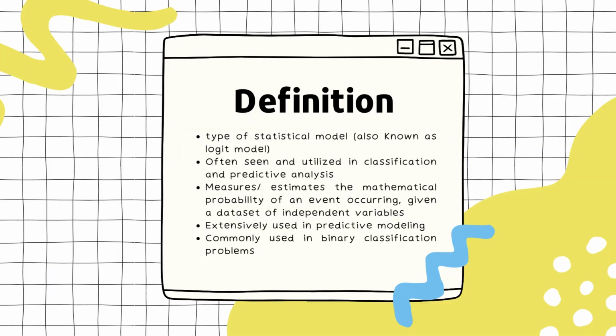What is logistic regression? Logistic regression is a type of statistical model, also known as logit model. It is often seen and utilized in classification and predictive analysis. It measures or estimates the mathematical probability of an event occurring given a dataset of independent variables. It is considered to be extensively used in predictive modeling and commonly used in binary classification problems.